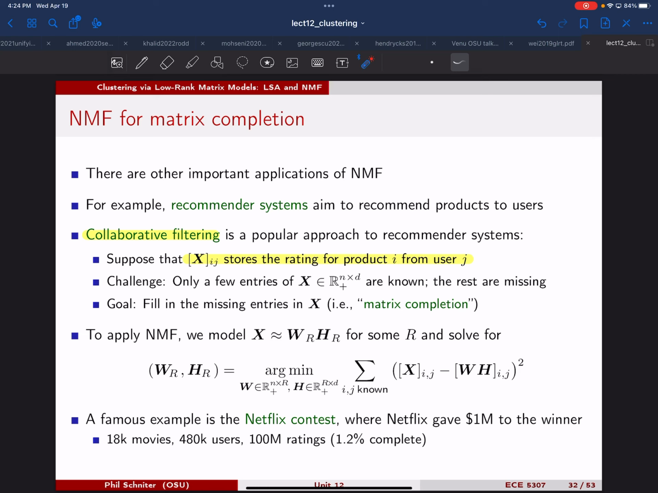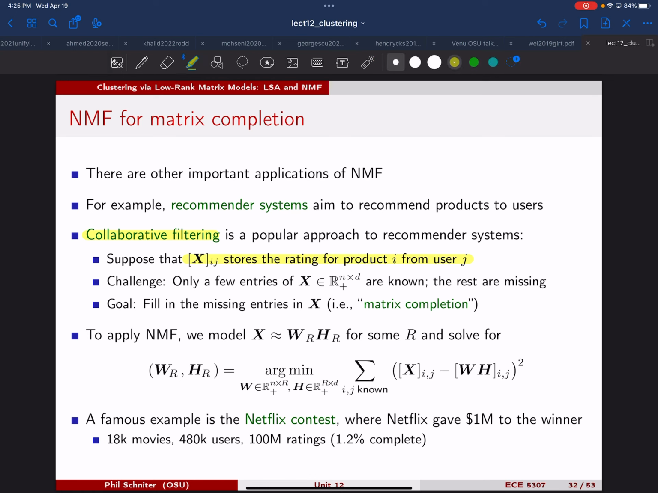But what they want is to complete all the values, because once all the values in that matrix are filled in, they know what you will think about any possible product. You just look it up, then they look for the product that you're most interested in, and say, that's the one I'm going to advertise to this person. So that's the goal. That's the setup. These ratings are going to be positive, maybe numbers like 0, 1, 2, 3, 4, 5, something like that.